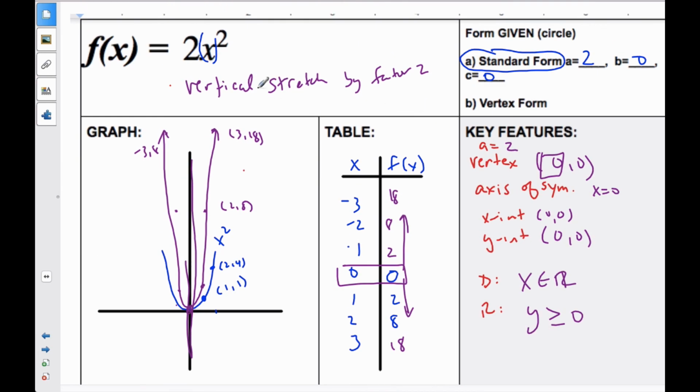So there's another puzzle for you. Here's your introduction to a vertical stretch. The y values get multiplied by this number.